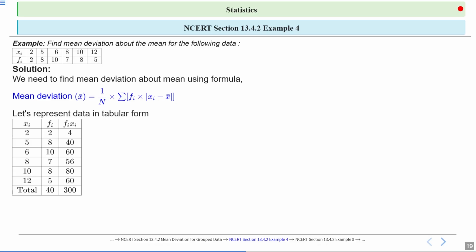Here, look at this table. In this table, we have the data of xi, fi and fi xi. We calculated fi xi, and we take the total here. So the total of fi is 40 and the summation of fi xi is 300.